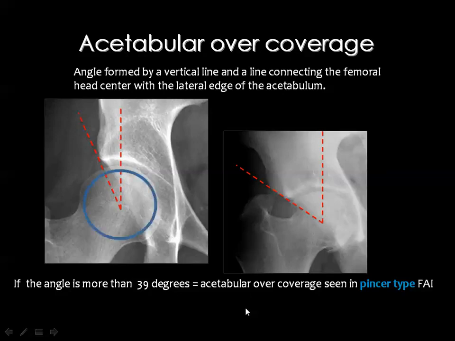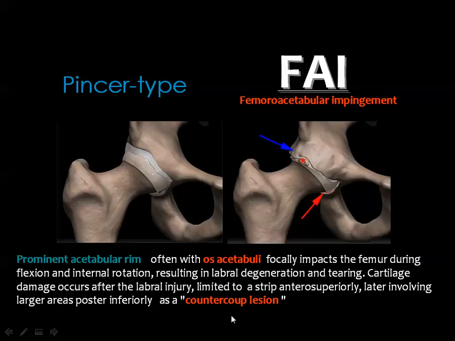head as a circle, and you put a dot in the center of the circle, and you draw a vertical, perpendicular line from this dot. Then you connect this dot to the superior margin of the acetabulum. And you measure the angle between these two lines, and this angle normally should not exceed 39 degrees. But if the angle is wider, then you have more coverage of the femoral head by the acetabulum.